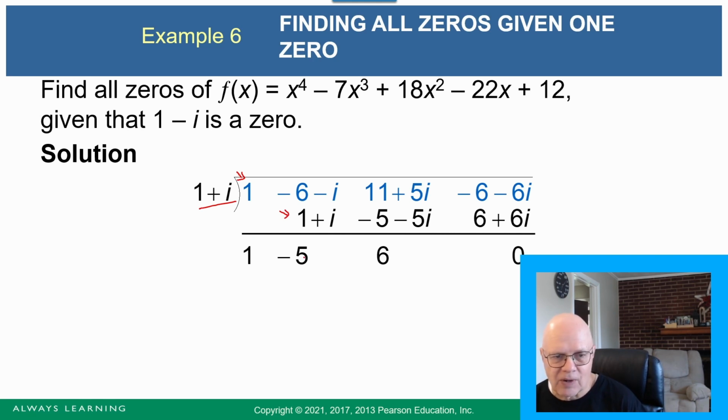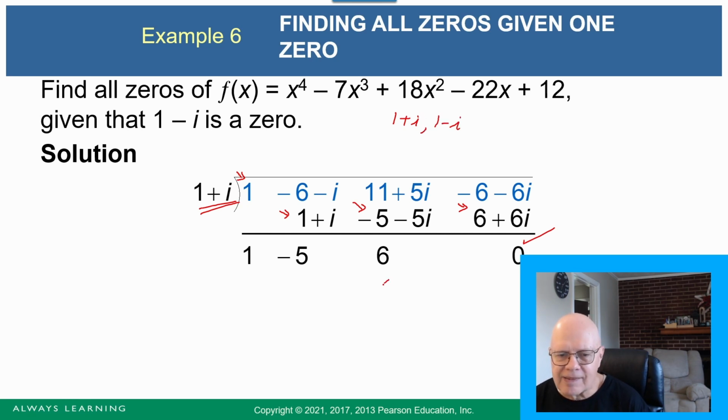Now that's pretty nice, right? Take negative 5 times the 1 plus i, and there's your answer. Add those together, 6. That looks pretty nice too. 6 times 1 plus i, there's your 6 plus 6i, add them to what's above, and you get a 0. Good work. So what do you have now? You've got those zeros that you had before, 1 plus i and 1 minus i.